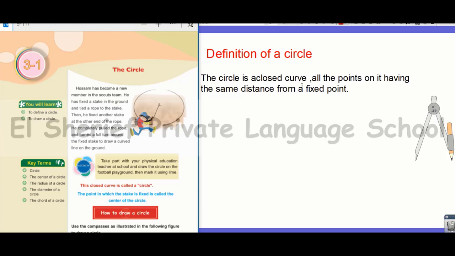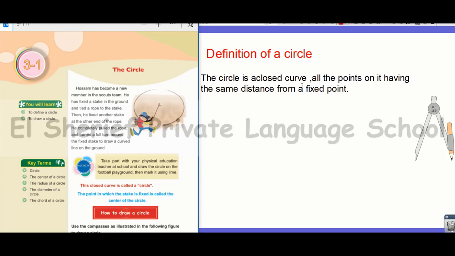In grade 5, our lesson today, the circle, is the first lesson in geometry. Unit 3, lesson 1. First, we have the circle. What's the definition of a circle? The circle is a closed curve. All points on it have the same distance from a fixed point.